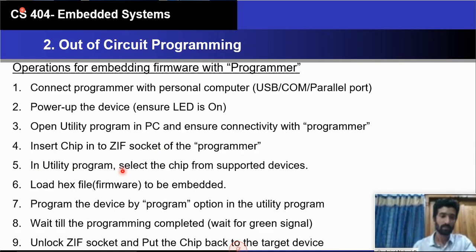Okay. The next step, we need to load the firmware part, that is the hex file which we already kept in the computer. That is nothing but the firmware, and we will load it into the utility program. The seventh step, we will program the device just using a program option. Program the device using a program option that exists in the utility program.